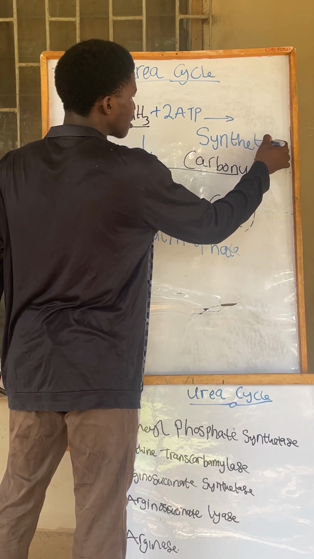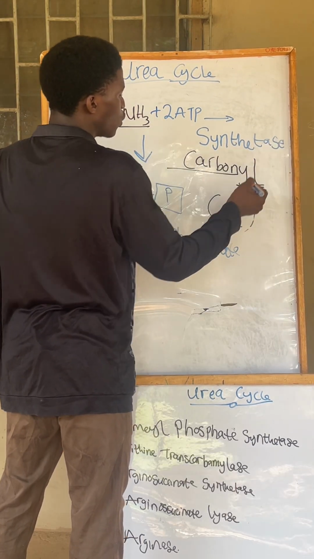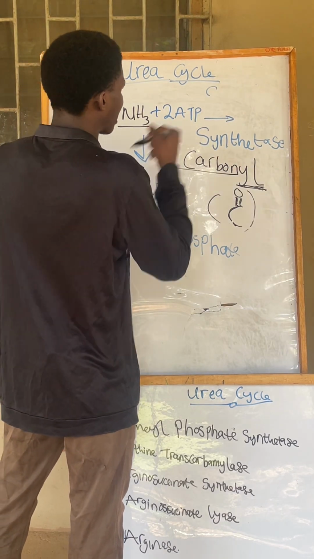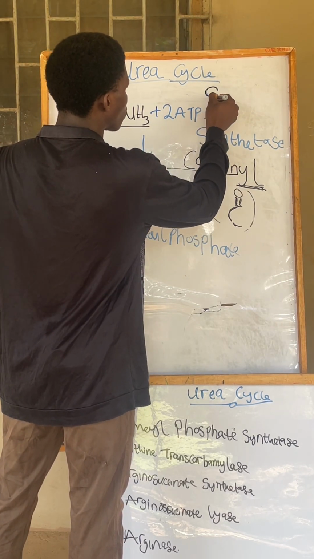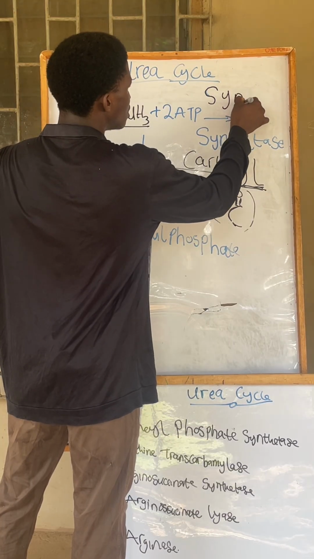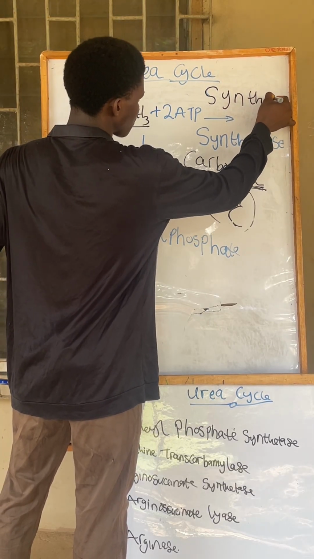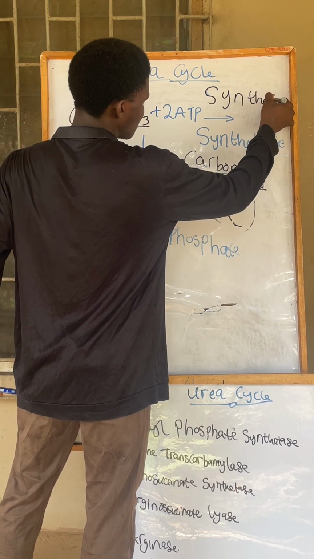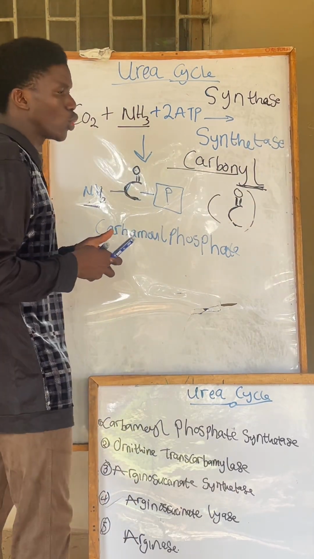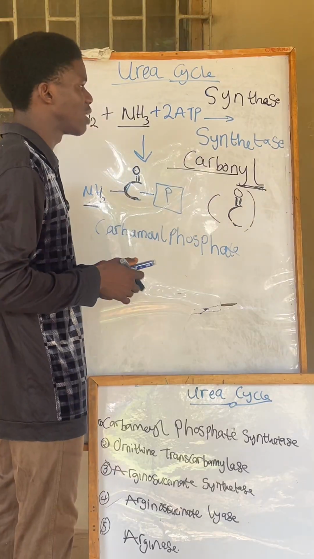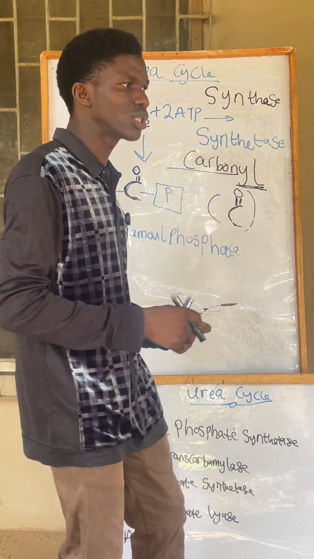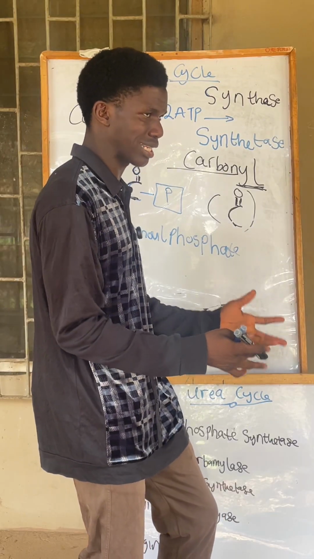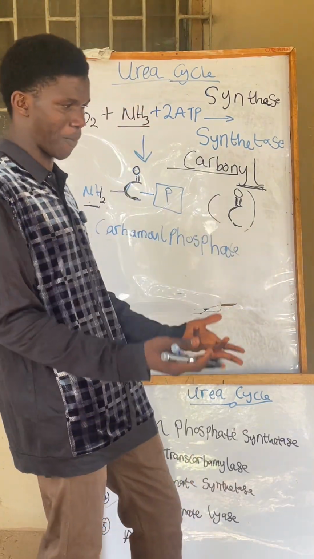Synthetase. We also have, let me write that with the other marker. So we also have what is known as what? Synthase. So how do we differentiate synthase from synthesis? Synthesis means that it produces. Synthase also means that it produces. It is involved in the production of a particular stuff.